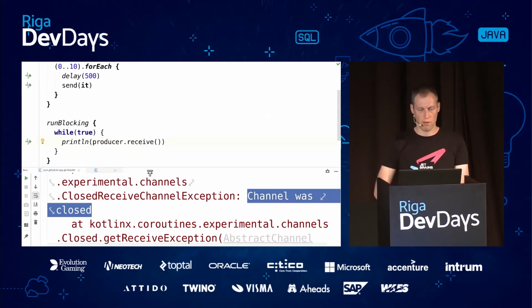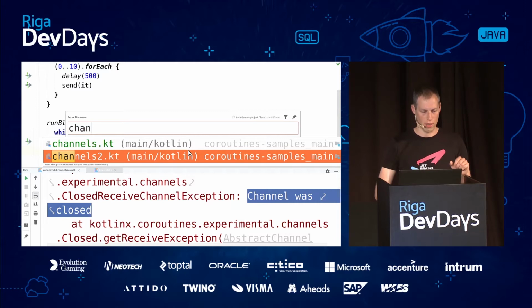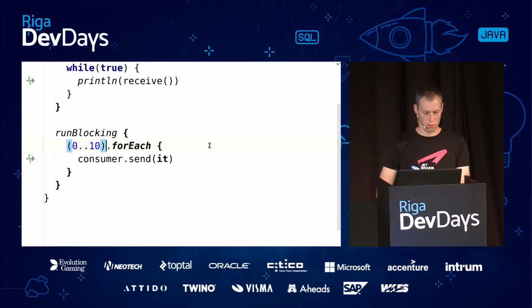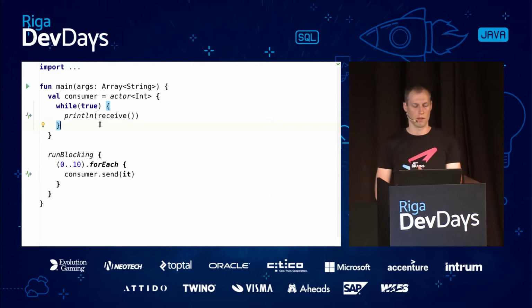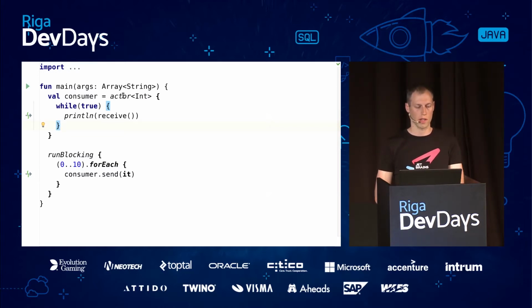Of course, there are ways to check for it. I will not show it right now because I have a lot more to show. For example, there is a dual pattern, and this is consumer or actor in the coroutines library. It is the opposite.